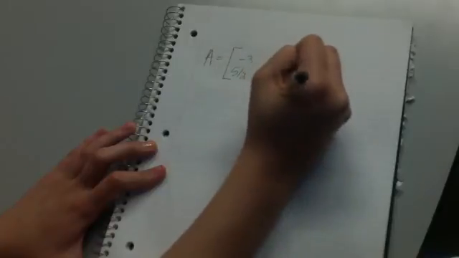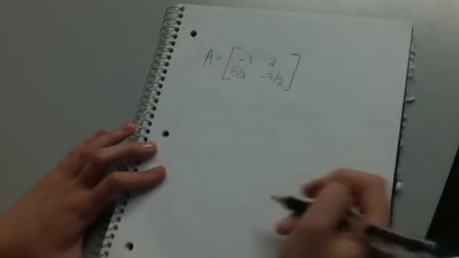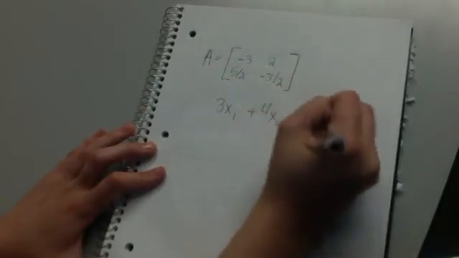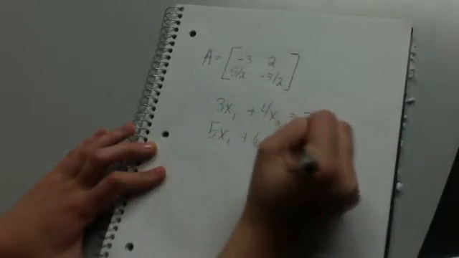Okay, now something that we can actually use the inverse for is solving a system of equations. So using the inverse that we found just now, to be negative 3, 2, 5 over 2, and negative 3 over 2, using this inverse, we can solve the system 3x1 plus 4x2 equal to 3, and 5x1 plus 6x2 equal to 7.